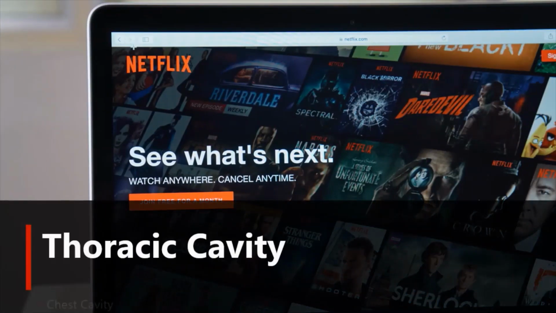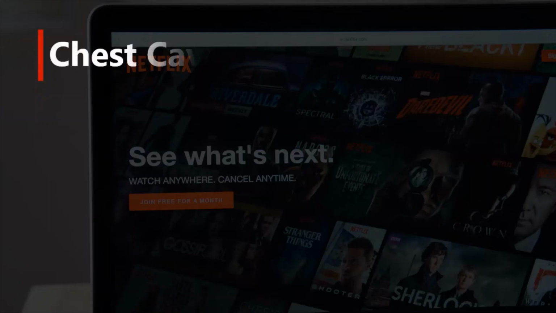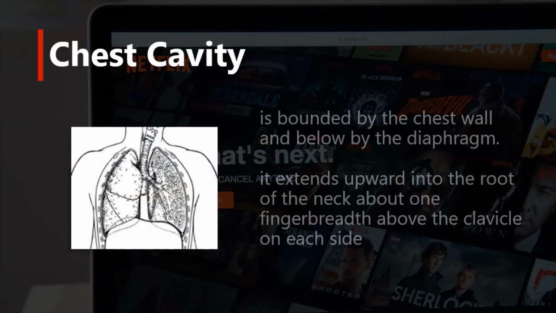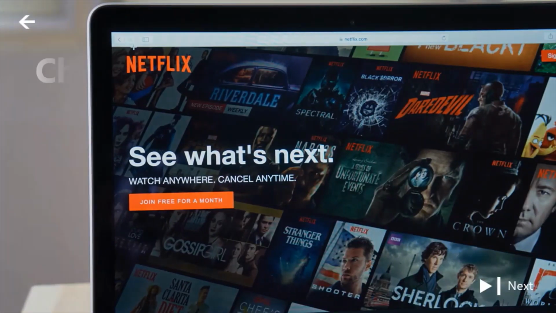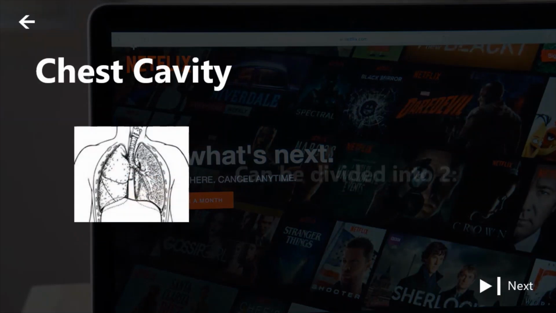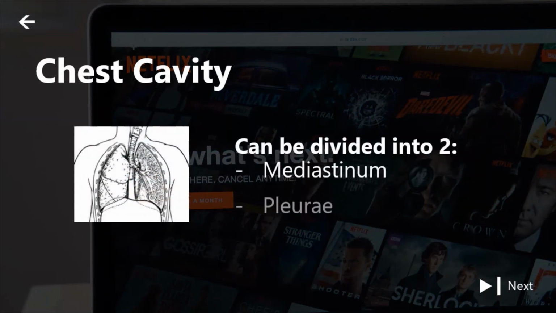Let us now proceed to the next topic, which is the chest cavity. It is bounded by the chest wall and below by the diaphragm. It extends upward into the root of the neck, about 1 finger breadth above the clavicle on each side. The chest cavity can be divided into two, the mediastinum and the pleurae.